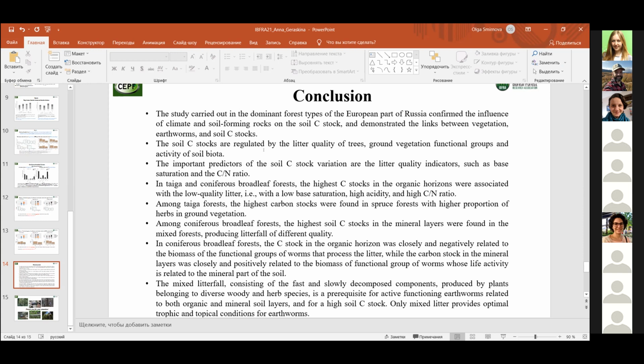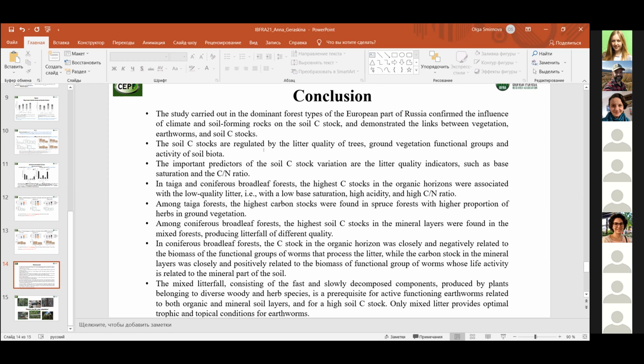In coniferous-broadleaf forests, the carbon stock in the organic horizon was closely and negatively related to the biomass of the group of worms that process the litter, while the carbon stock in mineral layers was closely and positively related to the biomass of the functional group of worms whose activity is related to the mineral part of the soil. It is the endogeic group.